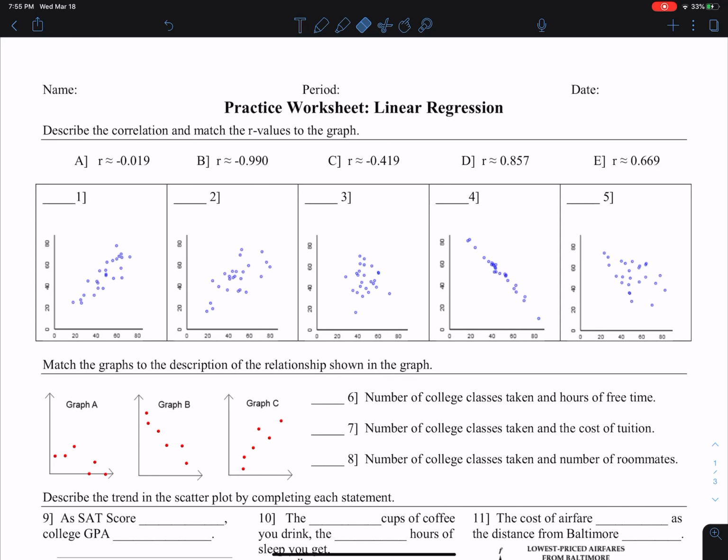Okay, this is our correlation coefficient practice worksheet. At the top, it says linear regression, so I'm just going to cross that out. I'm going to write correlation, because a lot of this worksheet is about linear regression, but we already had a lesson about that. So I'm using this to help us review correlation coefficients.